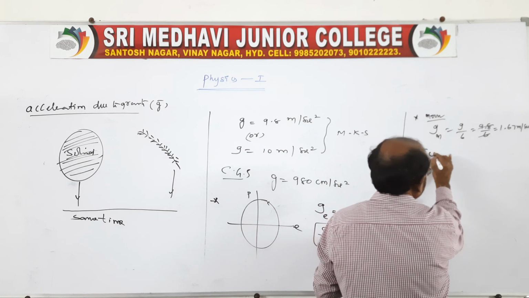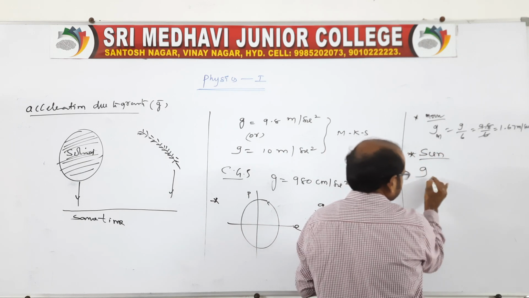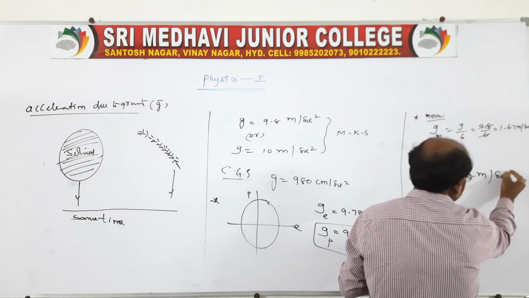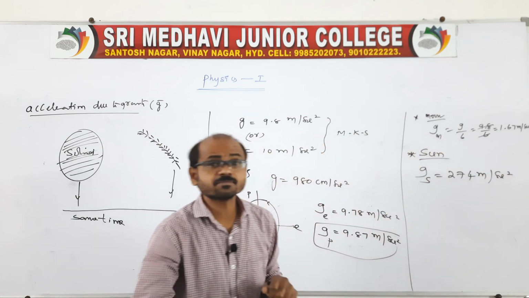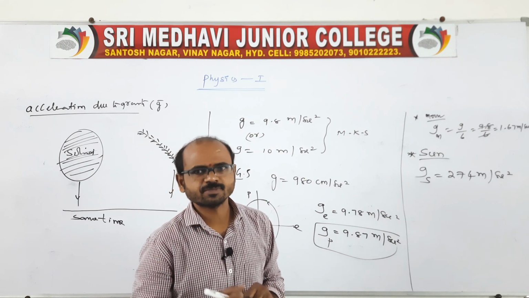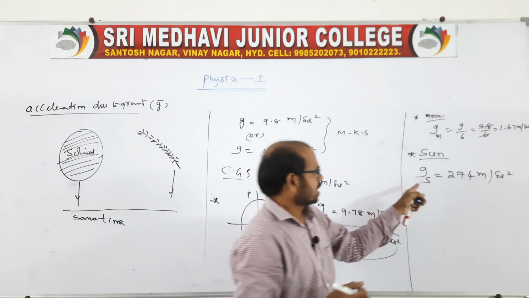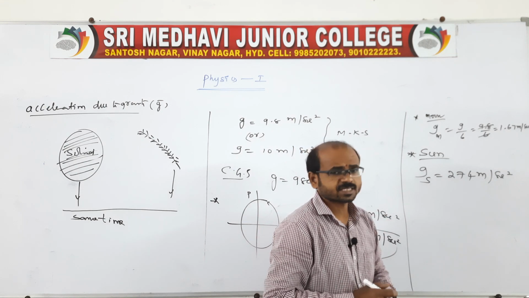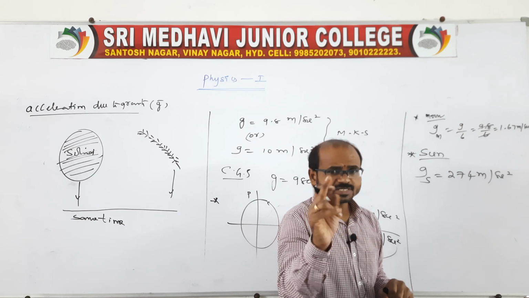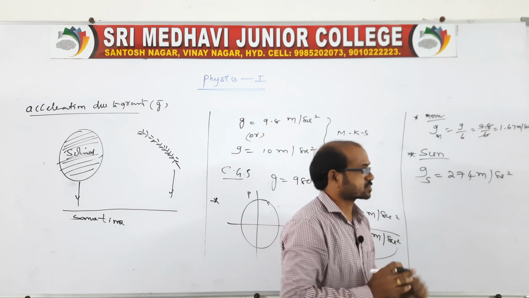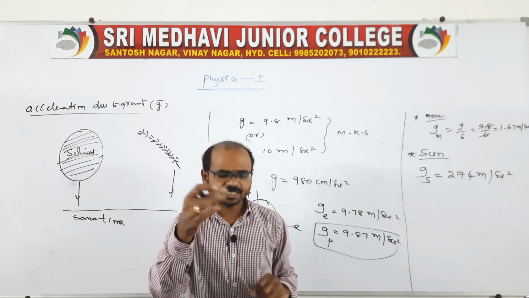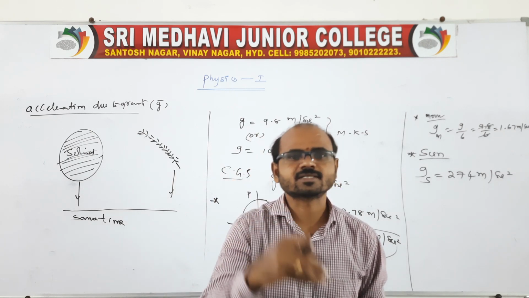Suppose you take the sun. On the sun, g is approximately 274 meter per second square. It is about 28 times greater than the earth surface. So on the sun it is 274 meter per second square. It is more at the sun. On the earth surface it is 9.8, and on the sun it is 274 meter per second square, approximately 28 times greater than the earth surface.